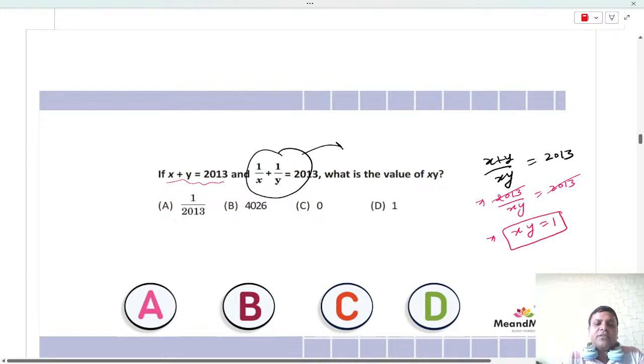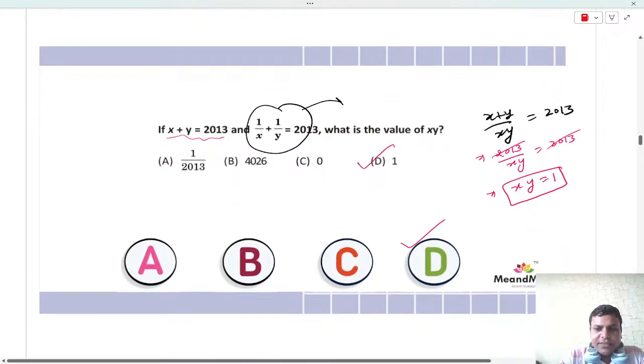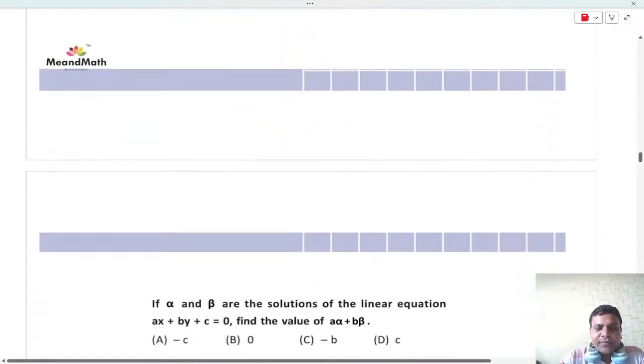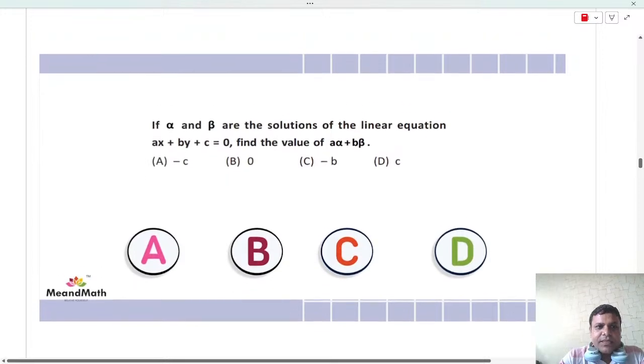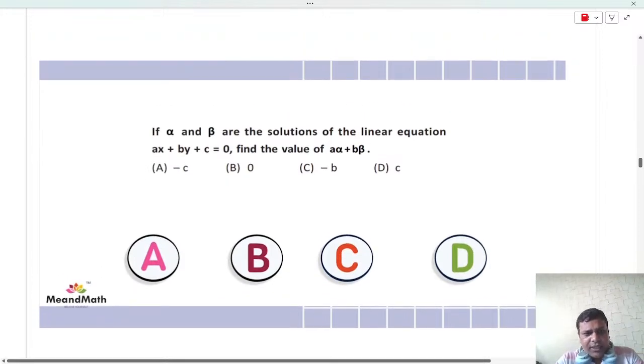So what is the value of xy? xy is equal to 1. Option D is the correct answer. Okay, so this is a very good, easy one. Now the next one. Again, this question is very tricky and easy.